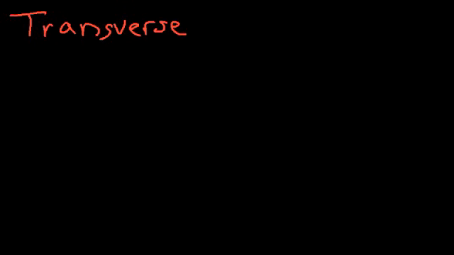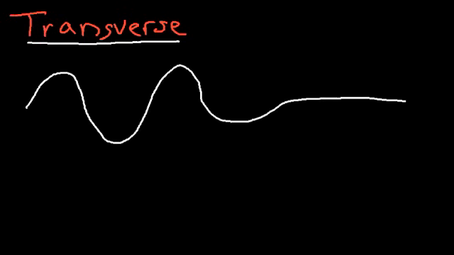So what exactly is a transverse wave? A good example of a transverse wave is a wave on a string. Let's say if you apply a force and you create a wave on a string. Notice that the wave is traveling towards the right, that is in the x direction, but the string oscillates up and down in the y direction. So as you can see, the oscillations are perpendicular to the wave motion, and that is a feature of a transverse wave.